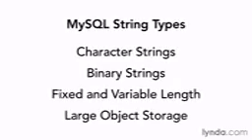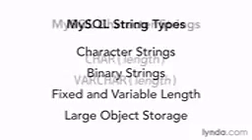MySQL provides string types for a variety of purposes. Character strings are used to store text-based strings. Binary strings store non-text-based data. Fixed-length strings are padded and always use the same amount of storage. Variable-length strings use less storage when the strings are shorter. And large object storage is used for storing documents and media files.